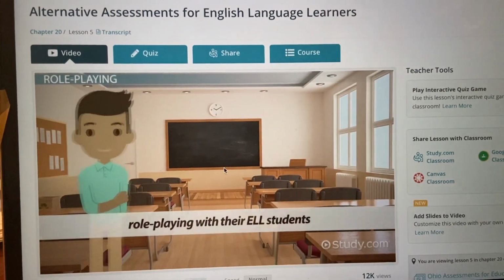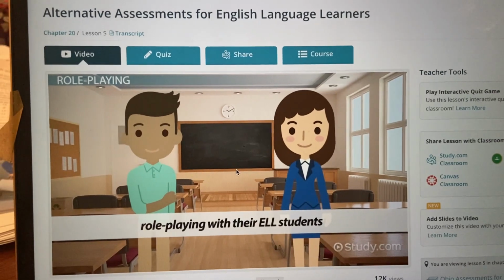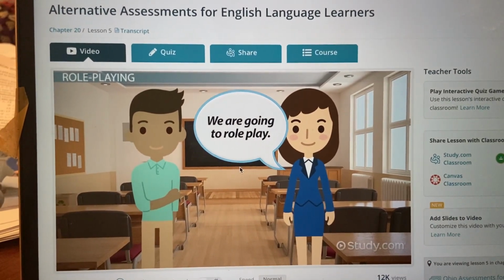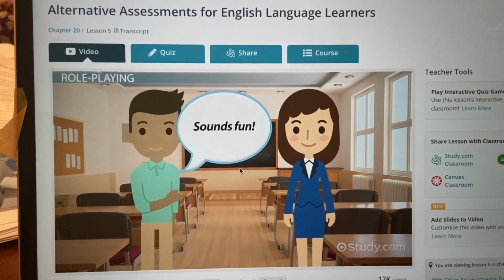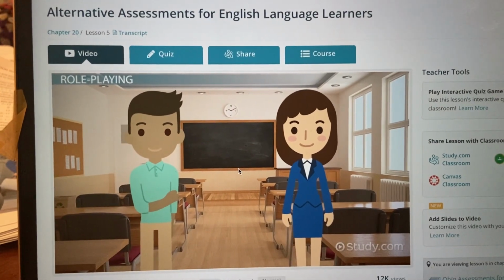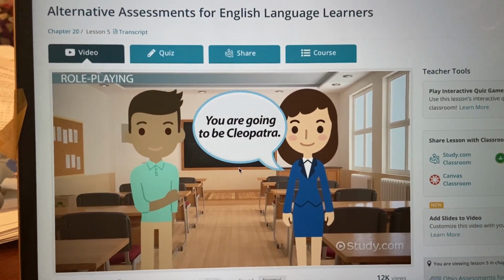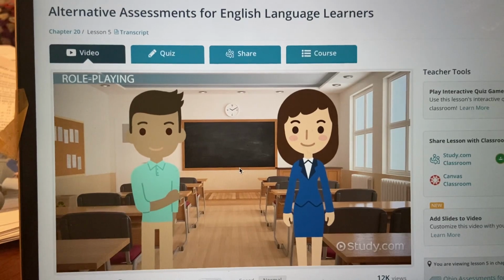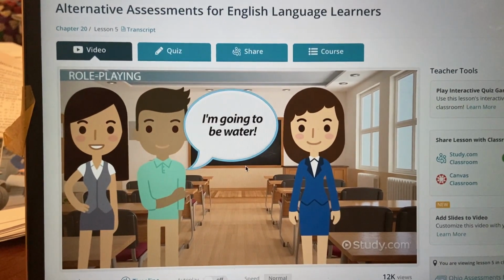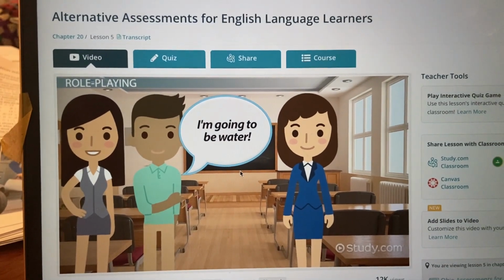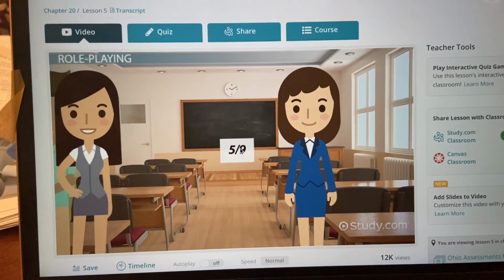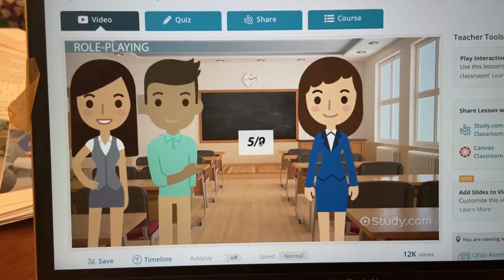Teachers can participate in role-playing with their ELL students by asking questions and eliciting responses about a topic to assess knowledge. Here are some examples of how to use role-playing as assessments. Have a student take on the role of a character from a story read in class, or a historical figure, and answer questions from this character's perspective. Have small groups of students take on the role of different states of matter, solids, liquids, and gases. Have students take on the role of numerators and denominators to solve fraction problems.